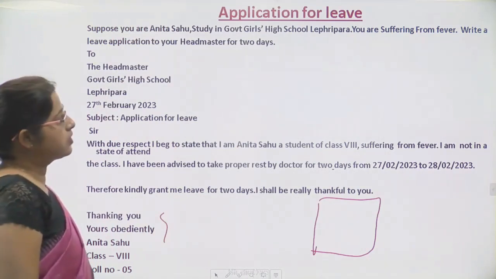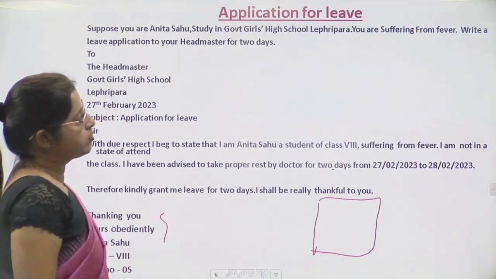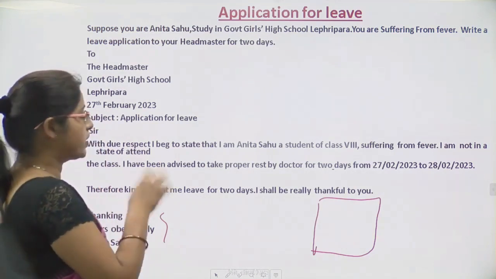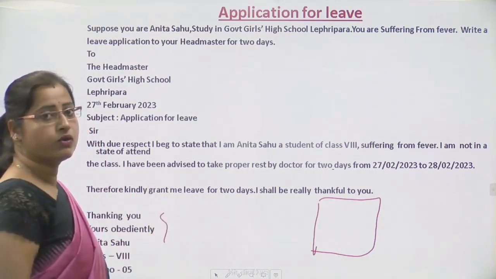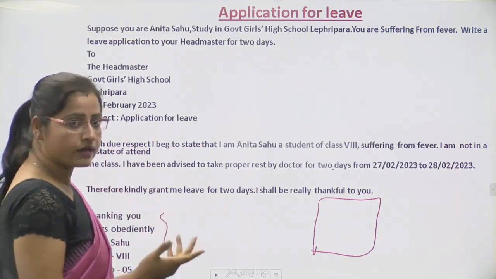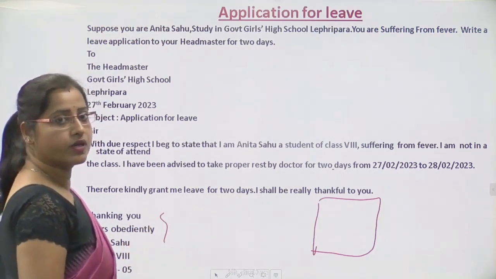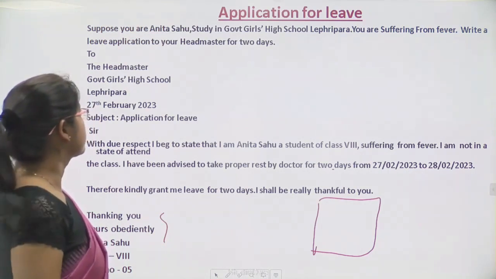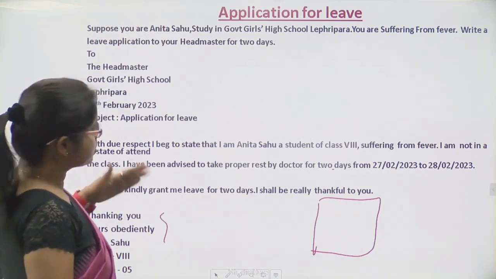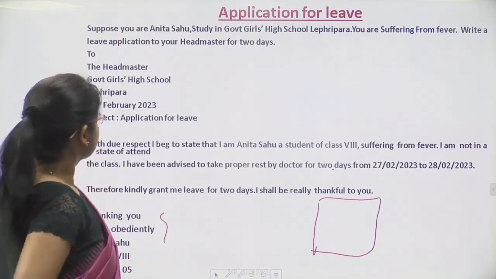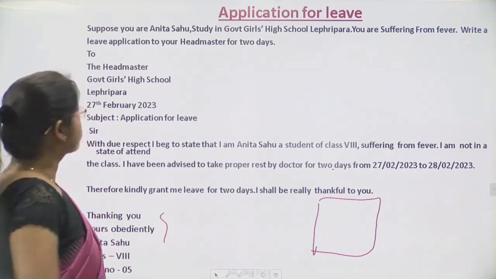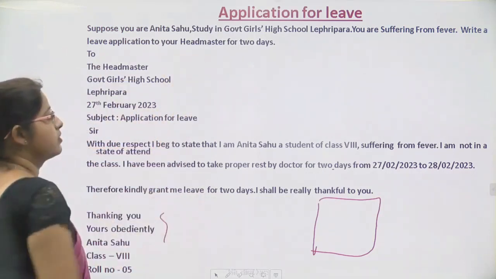If you practice 1 to 10 applications at school level for different subjects, then you can easily know in which application what type of words we have to write. Okay, for different types of applications, for this class school level, for what situation is given in your exam.